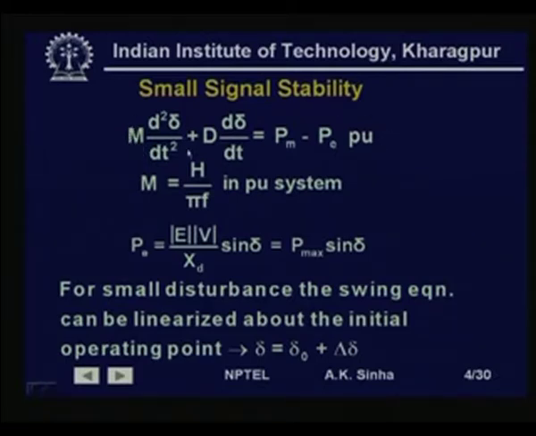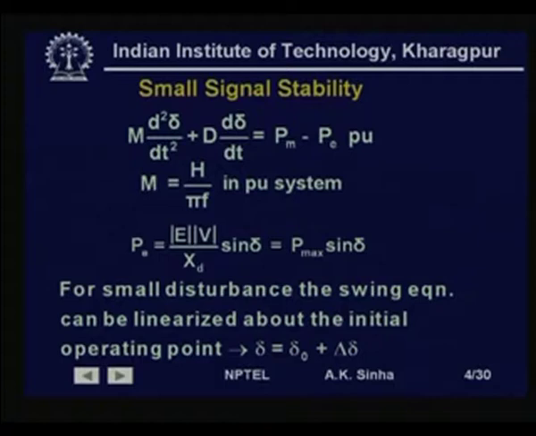So, this equation is a nonlinear equation, but at the operating point, normal operation where it is taking place before the disturbance, if the disturbance is small, we can linearize this dynamic equation about that point and study the perturbation as a linear system analysis. This is what we do when we try to study the small signal stability for a power system. So, let us start with this swing equation that we have.